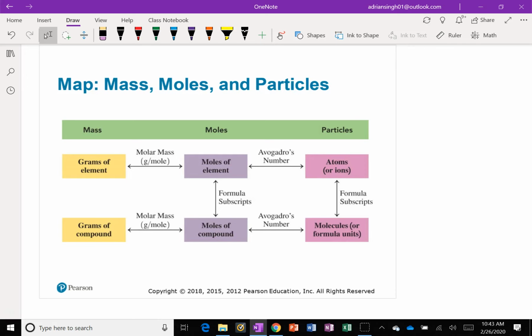So for example, in the ones that we did, we were given grams of our compound, grams of water, for instance. We wanted to convert it to moles of that compound. So what we would use to get from where we are to where we need to end up is the molar mass of it. And that's how you use this flow chart. It walks you through each of the steps to get from where you are to where you need to get to.